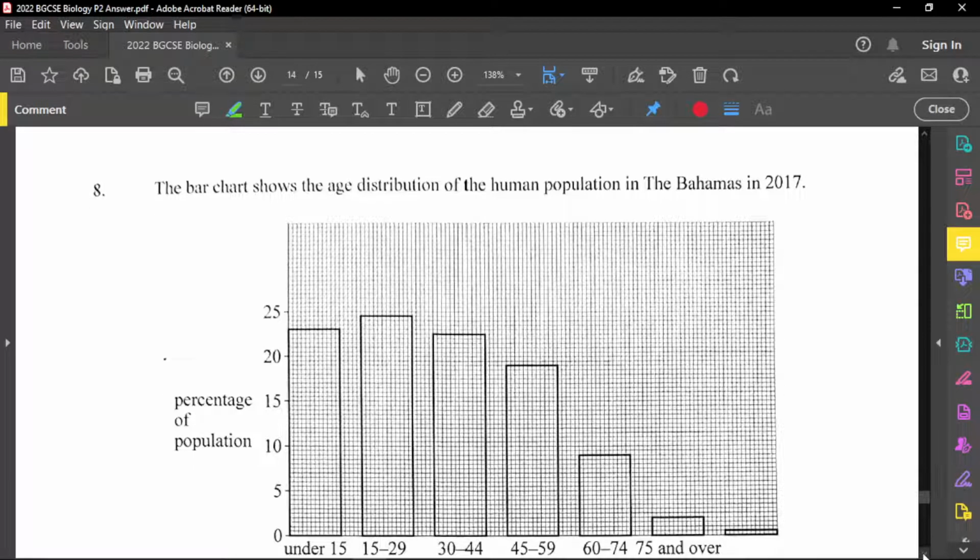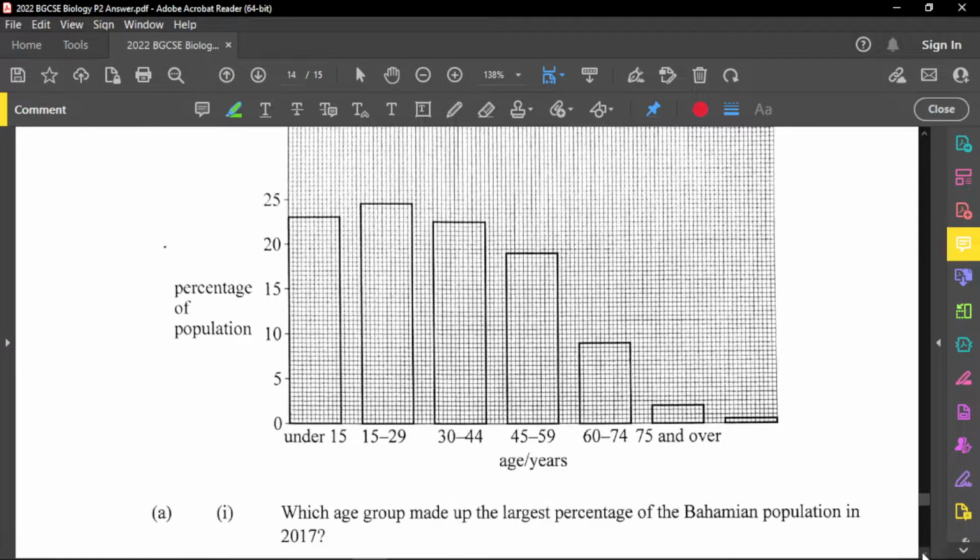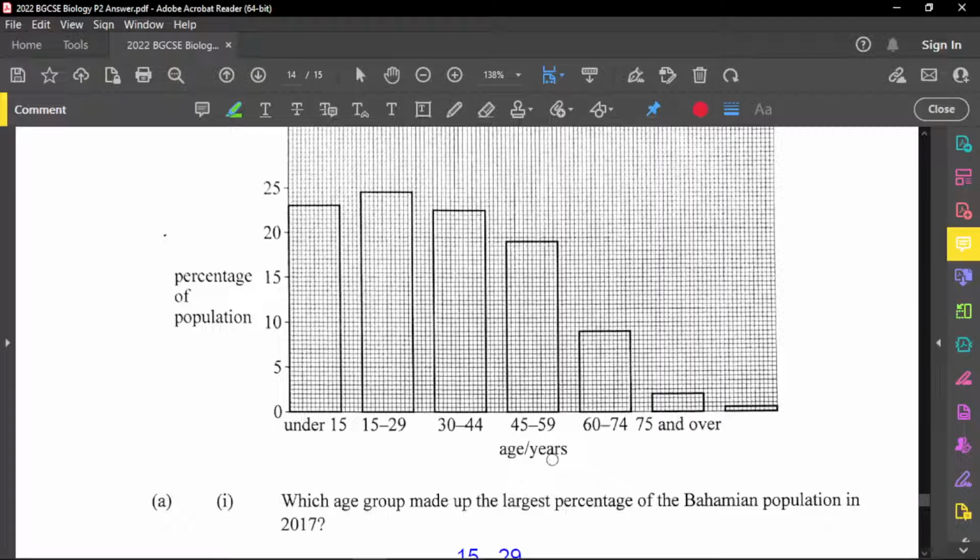Question number 8, which is the last question. It says the bar chart shows the age distribution of the human population in the Bahamas in 2017. On the y-axis, we have the percentage of population. On the x-axis, we have the age in terms of years. It asks which age group makes up the largest percentage of the Bahamian population. If you look at the graph here, it is 15 to 29. 15 to 29 is the highest population.